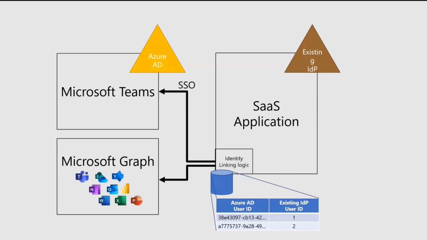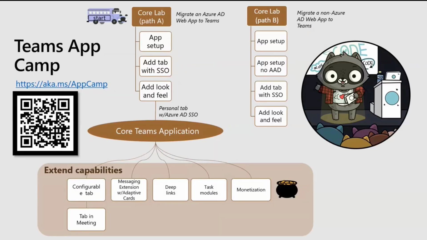If you'd like to try this out, you can go to Teams AppCamp, aka.ms/AppCamp, and take this B path. The A path assumes that the app already had Azure AD, and in the B path you set up the non-Azure AD app, and then make the transition I just made, which is to add the identity mapping. It's a pattern. You're going to have to figure out how to apply that in each situation that you're in.